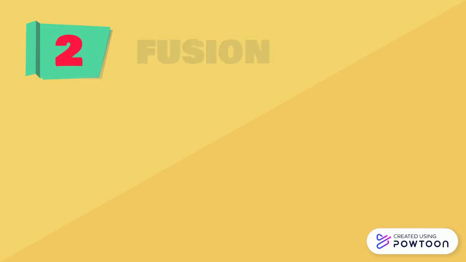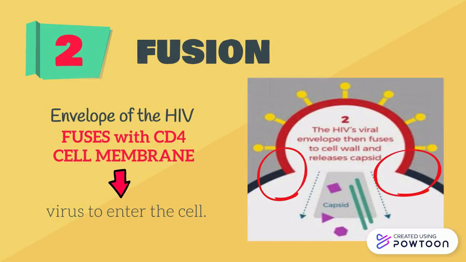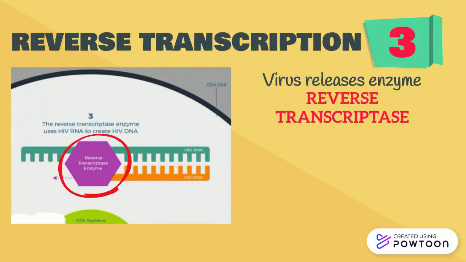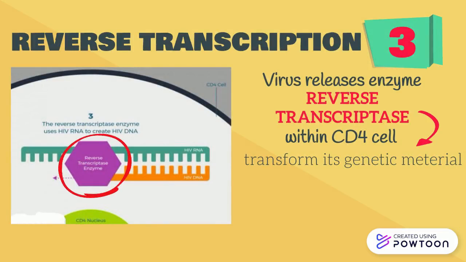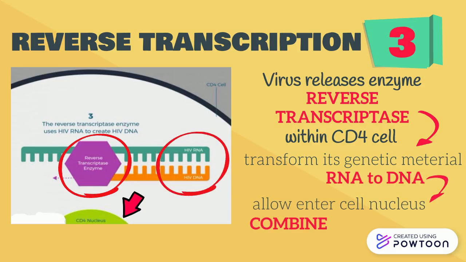2. Fusion. The envelope of the HIV fuses with the CD4 cell membrane, allowing the virus to enter the cell. 3. Reverse transcription. The virus releases an enzyme called reverse transcriptase within the CD4 cell and utilizes it to transform its genetic material from RNA to DNA. The conversion of RNA to DNA allows HIV to enter the cell's nucleus and combine with its genetic material.